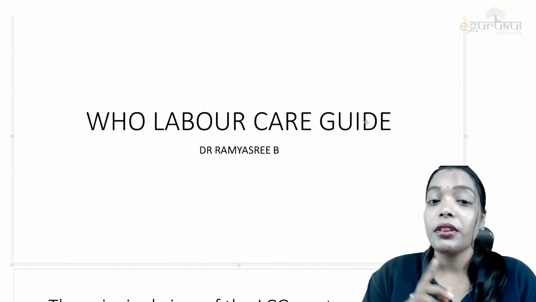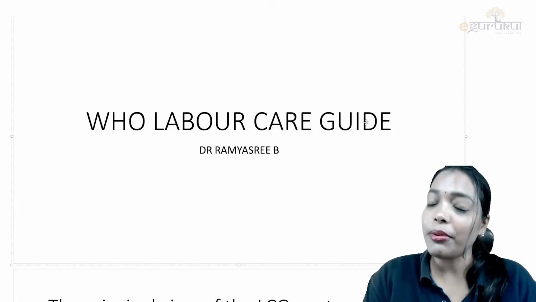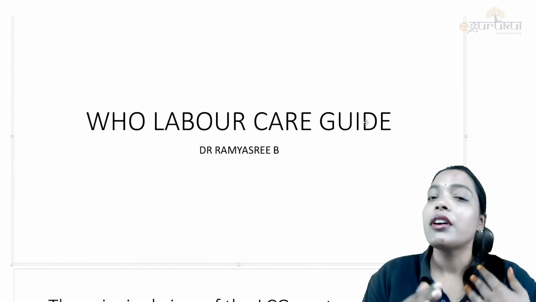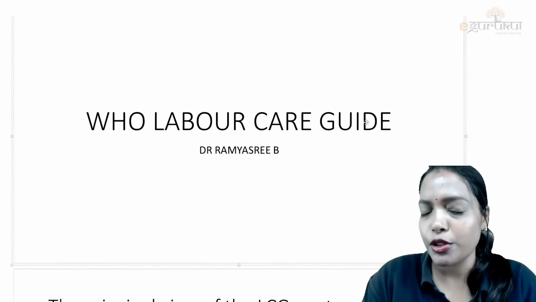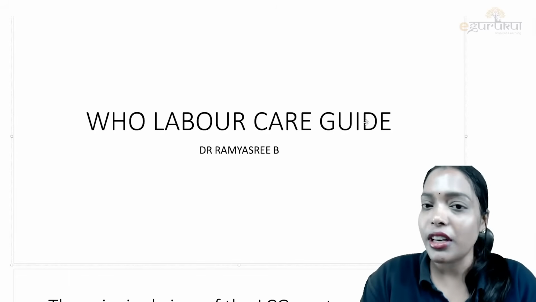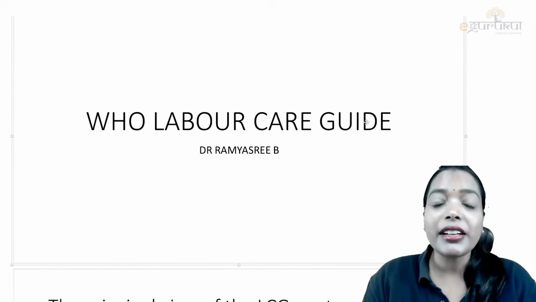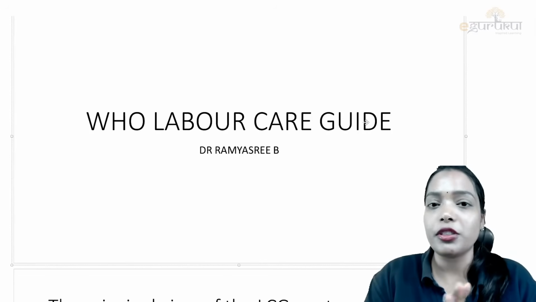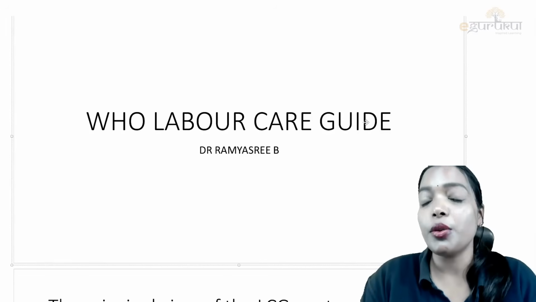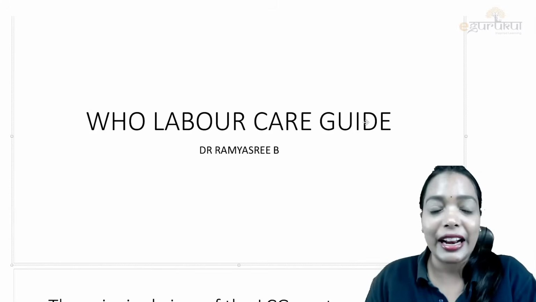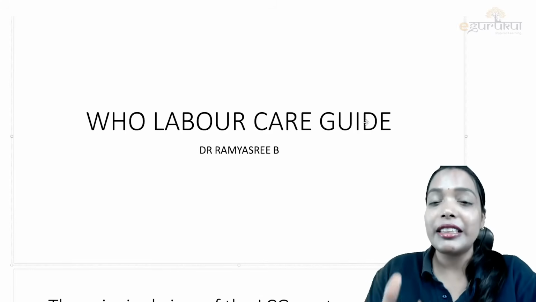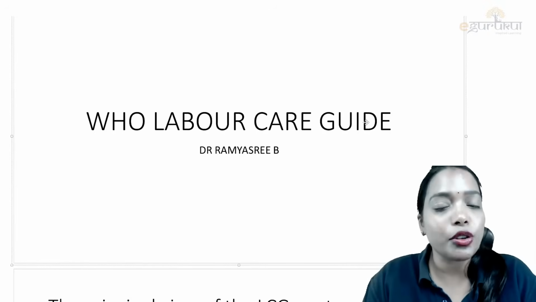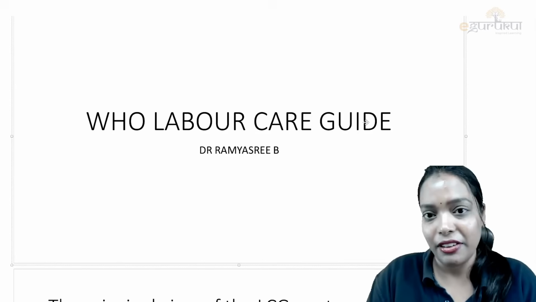So now the most commonly used partogram is still the modified WHO partogram. If you go back to your hospitals also, we are still using the modified WHO partogram. We are not using the WHO Labor Care Guide. But as this has been introduced, it's always better to know what is new. So in the MCQ, if they ask you what is there in the WHO Labor Care Guide, then answer according to the WHO Labor Care Guide. Otherwise, stick to your modified WHO partogram itself.